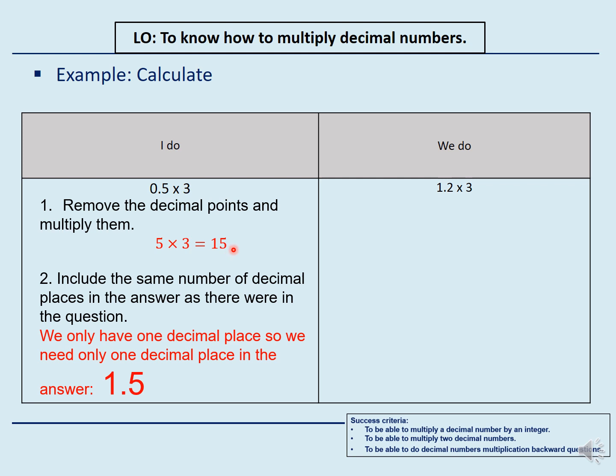So I start from the right side and I go back one decimal place. If I do that, my last answer is going to be 1.5. So the answer for this question is 1.5. Pause the video and have a go with the video question, please.